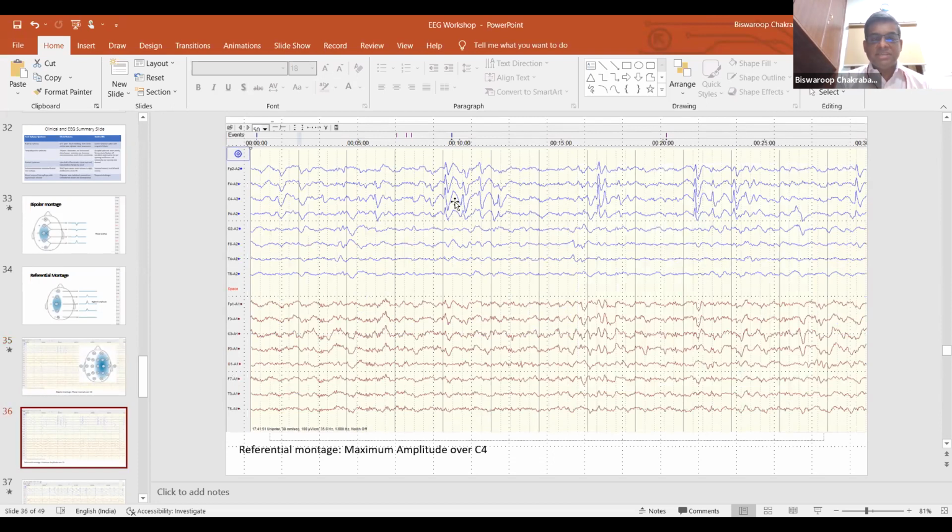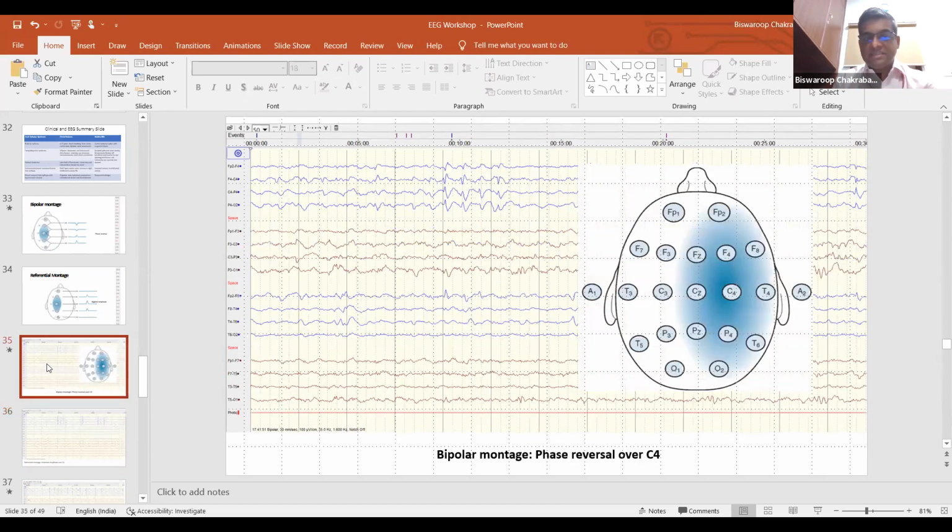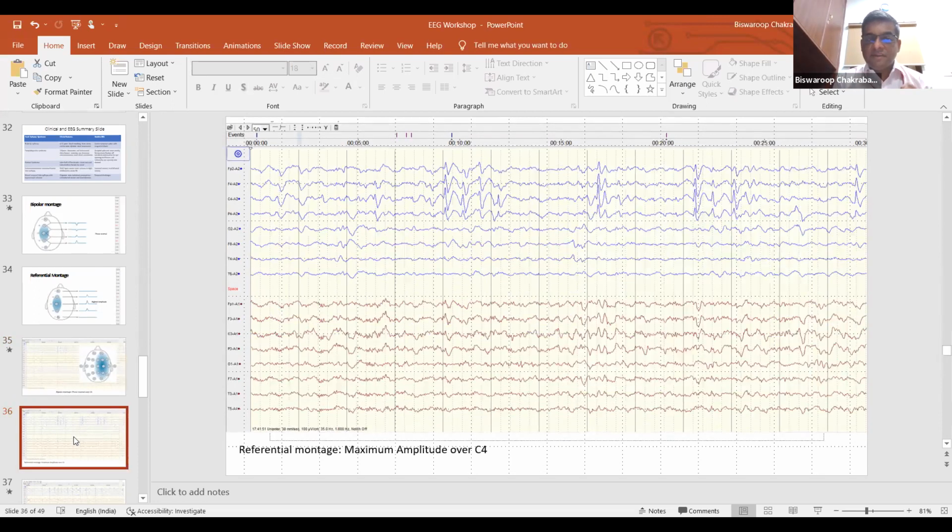Highest amplitude, C4. You can see something in FP2, something in F4, something in P4, but the highest amplitude is in C4. And this is a referential montage. All are against the A2, A1 electrode. So bipolar, phase reversal; referential, highest amplitude, helps us in localizing focal epilepsy.